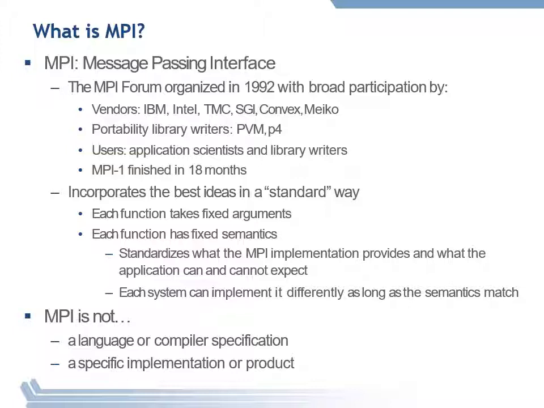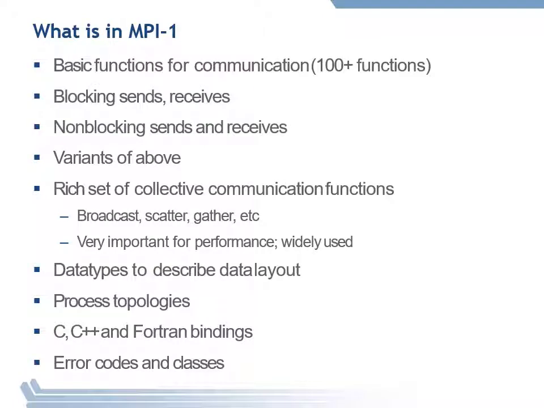So what exactly is not MPI? It's not a language or a complex specification. So this is MPI 1, which is the first version of MPI. It consists of variants of process topologies, C, C++ and Fortran bindings, error reports and classes, and blocking sends and receives.